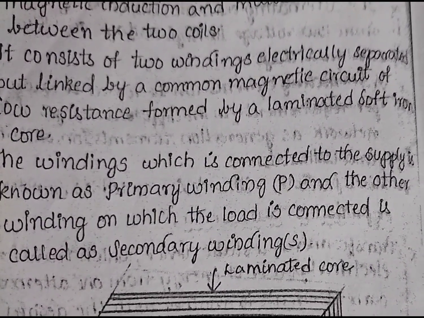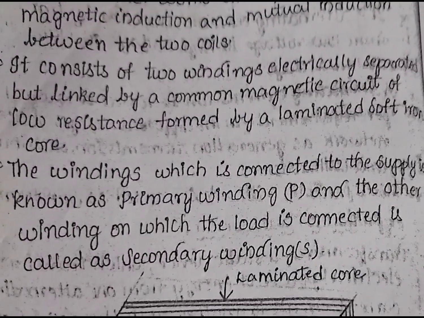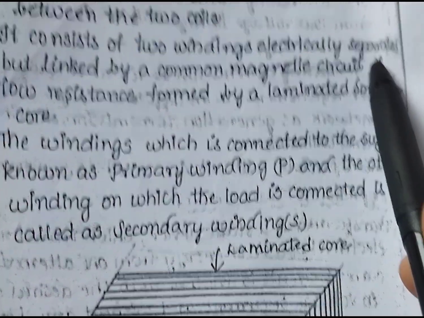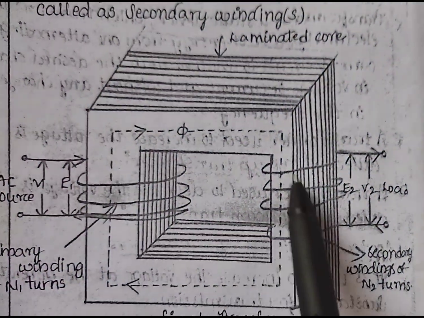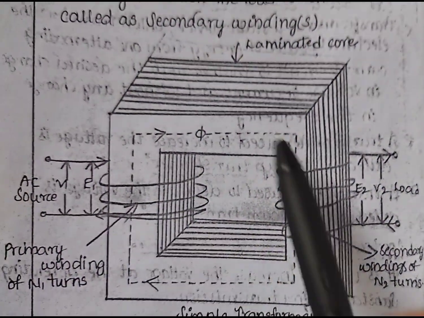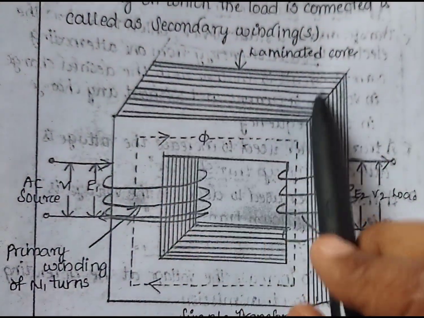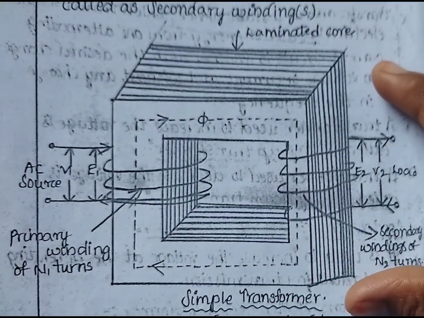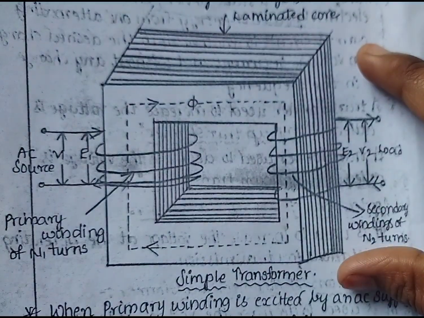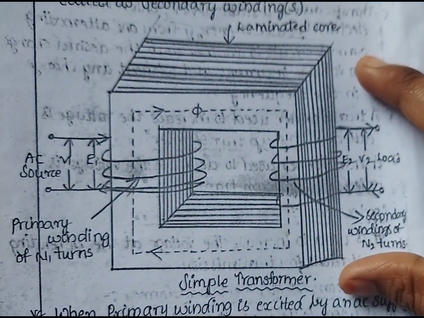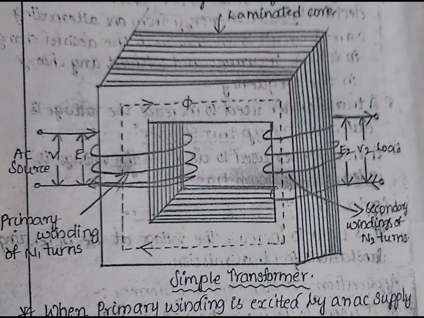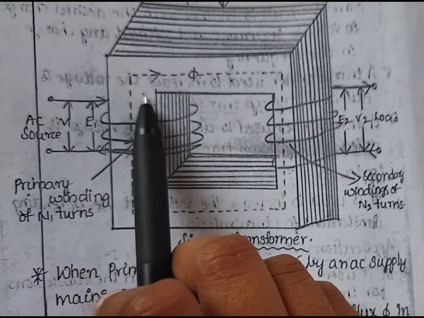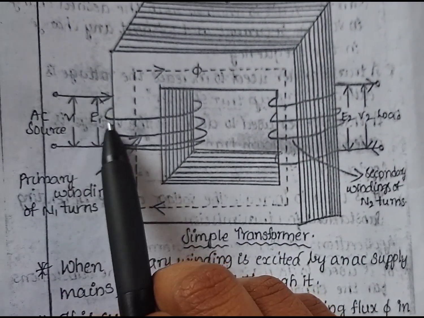Now we are going to discuss windings and coils. What is the diagram for it? It consists of two windings electrically separated. This is the laminated core we use for a transformer. This is an example of a simple transformer structure. We use a primary winding and a secondary winding with N1 and N2 turns. This is the AC supply or AC source with voltage V1 and E1.